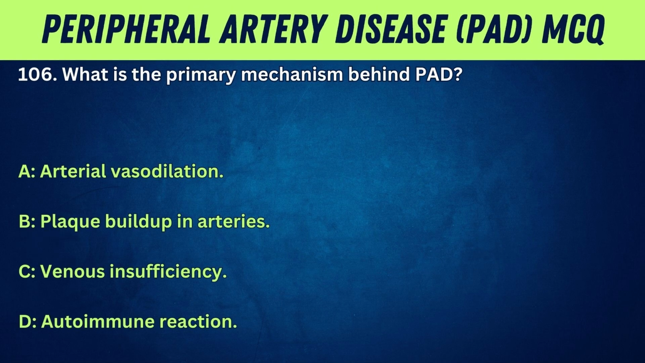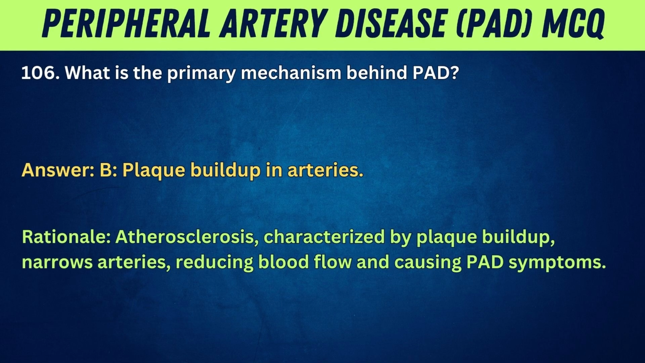106. What is the primary mechanism behind PAD? A. Arterial vasodilation. B. Plaque buildup in arteries. C. Venous insufficiency. D. Autoimmune reaction. Answer: B. Plaque buildup in arteries. Rationale: atherosclerosis, characterized by plaque buildup, narrows arteries, reducing blood flow and causing PAD symptoms.